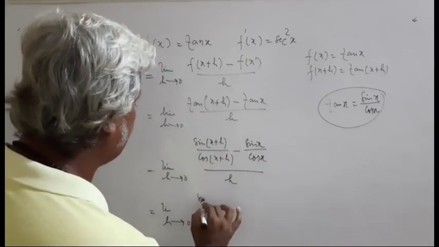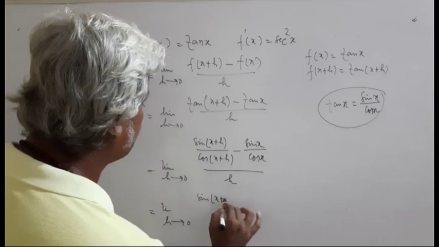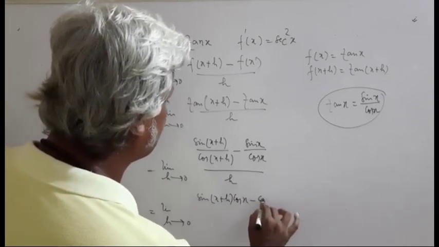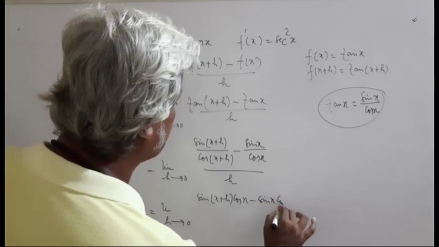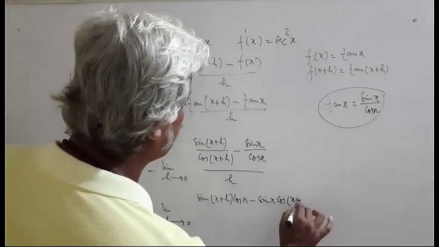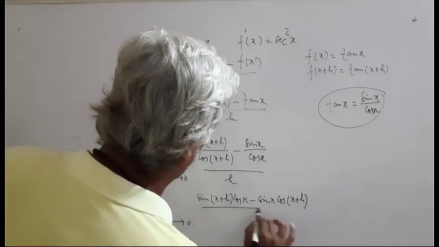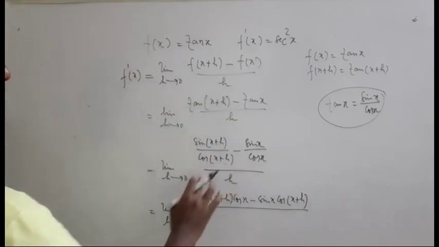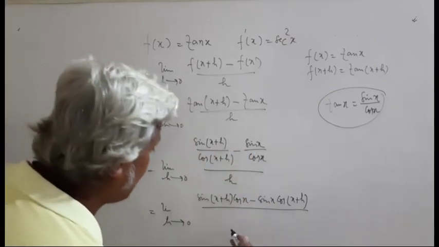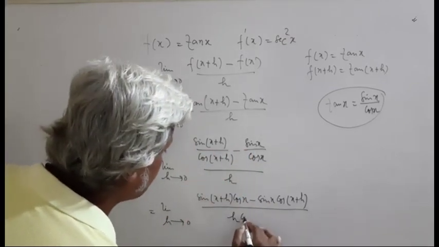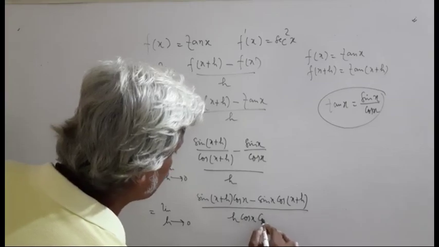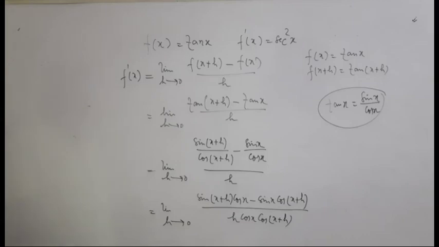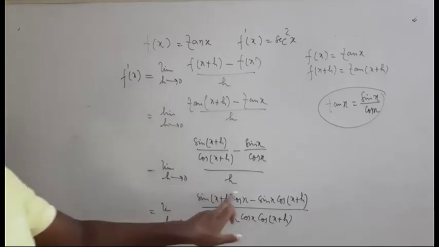So this will become sin(x+h)cos x minus sin x cos(x+h) over h, and the LCM will be cos x into cos(x+h), so I put that also down. So this will become h cos x cos(x+h).